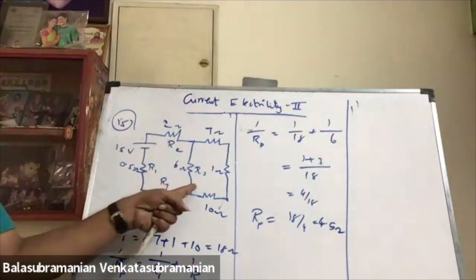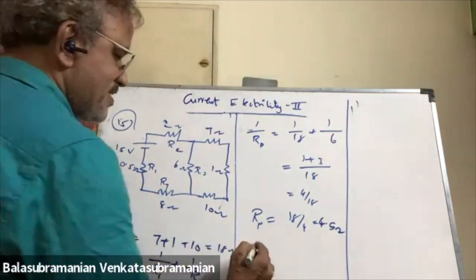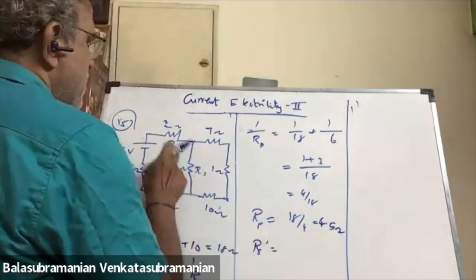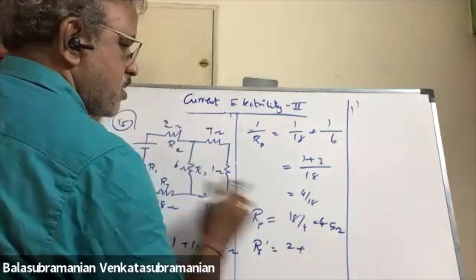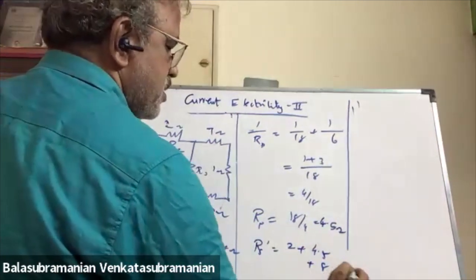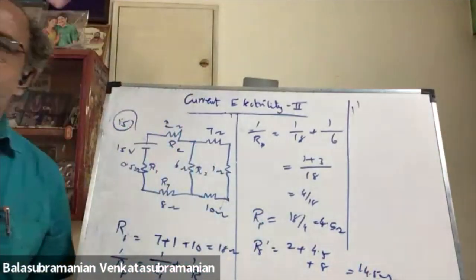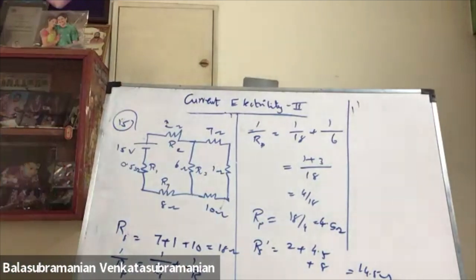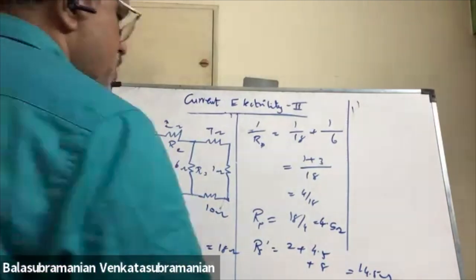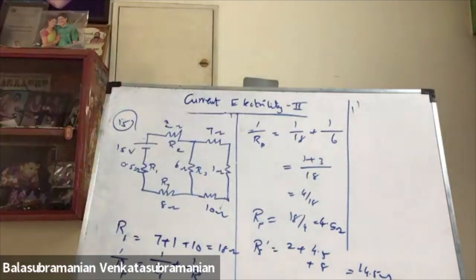These two, 2 and 4.5, and 8, all are in series now. So we can write Rs dash is equal to 2 plus 4.5 plus 8, 14.5 ohms. So the total resistance in the entire circuit we have calculated as 14.5 ohms.